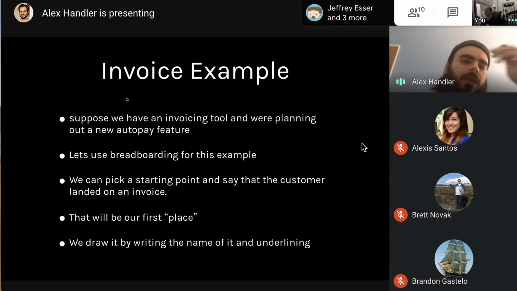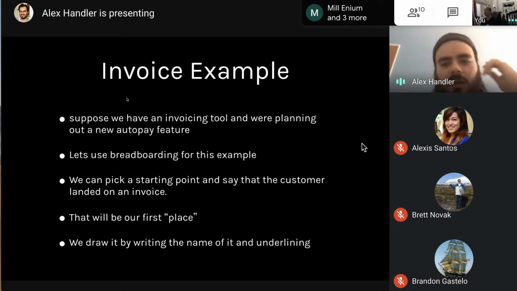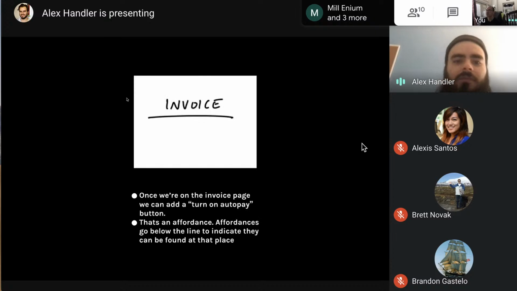In the book, they have this invoice example. Suppose we have an invoicing tool, and we're planning out a new autopay feature of this invoicing tool. We're going to use breadboarding for this example. First thing is we pick a starting point and say that the customer has landed at a place, and we draw it by writing the name of it and underlining it. So that is our first place, invoice. We know it's a place because we're underlining it.